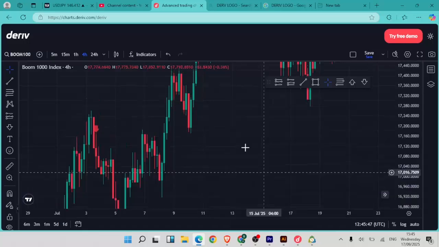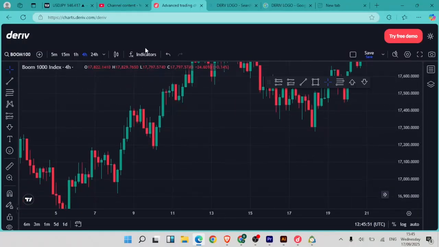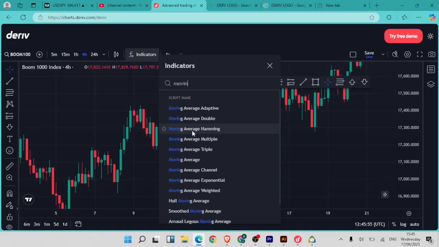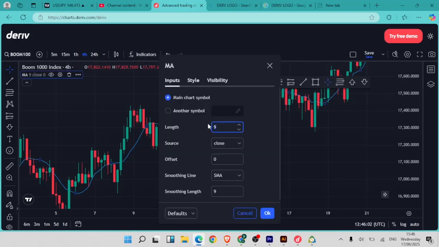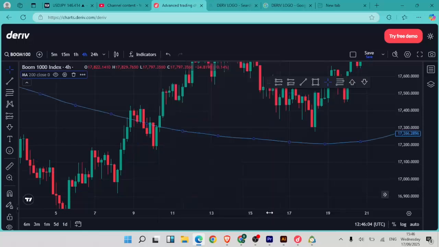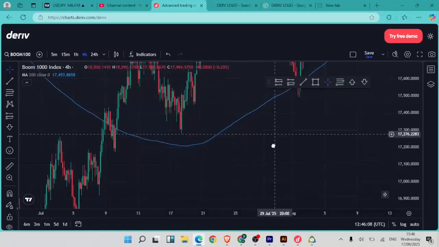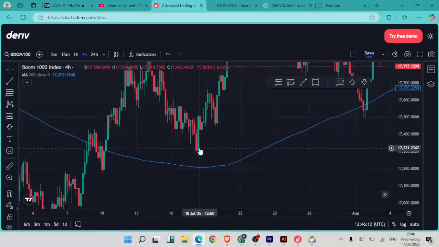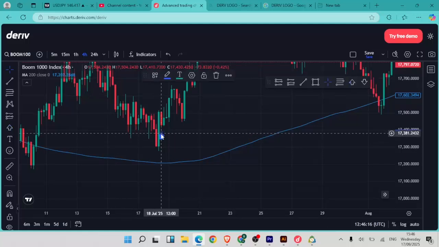We can use another indicator with a combination of engulfing candles. Let us use moving average in the 4-hour time frame, 200 length. So when price is above the moving average, you are looking for buys. So here price was above, you buy there.